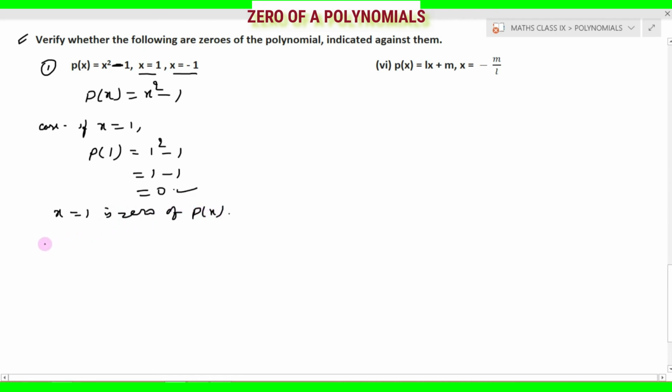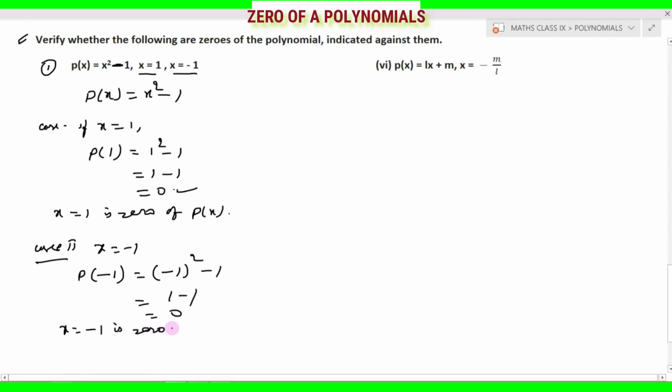Okay, and if we take the other case, second part, case 2, that x equal to minus 1, then what we need to find, instead of x we'll put minus 1, then it will be minus 1, and x square means minus 1 square. So again minus minus plus 1, minus 1 equal to 0. So here x equal to minus 1 is also 0 of the same polynomial p(x). Okay, so this is the answer for this, and this one is the answer. Two answers here in these two parts.